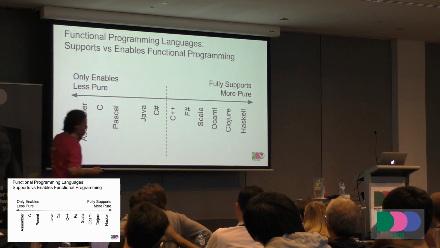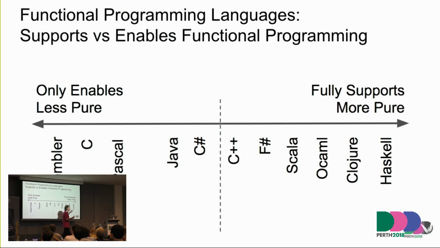So as I mentioned, there's a spectrum here of some languages that support functional programming and others which really just enable it, make it possible. For example, down here in assembler and C land, you can do functional programming, you can do OO, but you've got to do it all yourself. Up here, Haskell and Clojure and OCaml and Scala, they have structures in the language to support functional programming and make it easier for you. So of course we prefer these ones when we're doing functional programming.